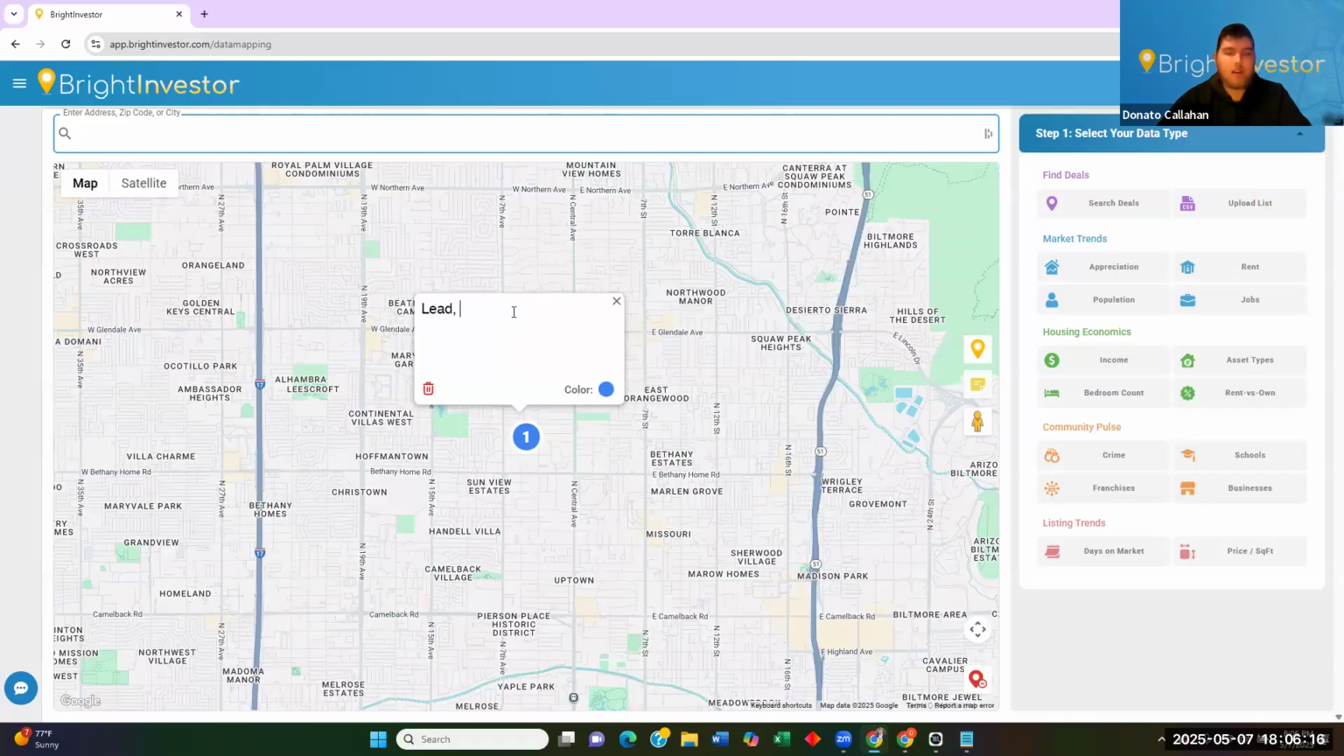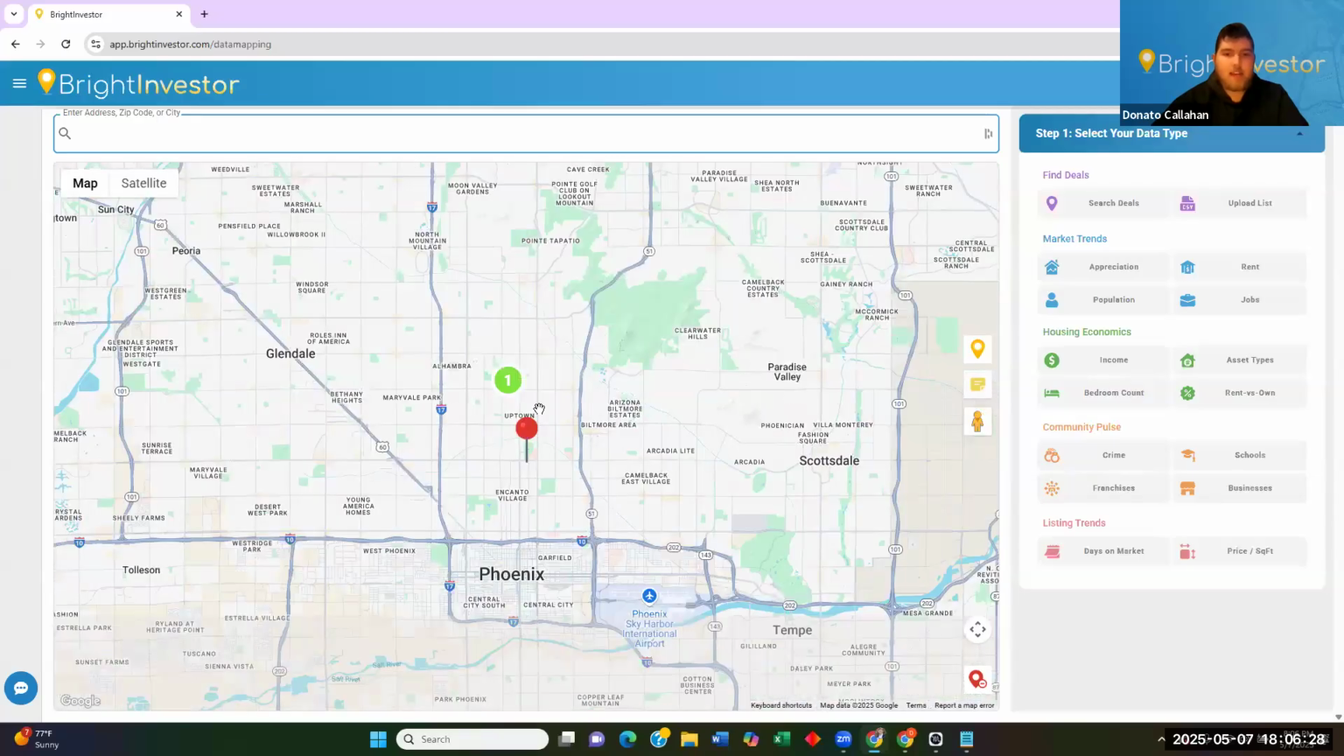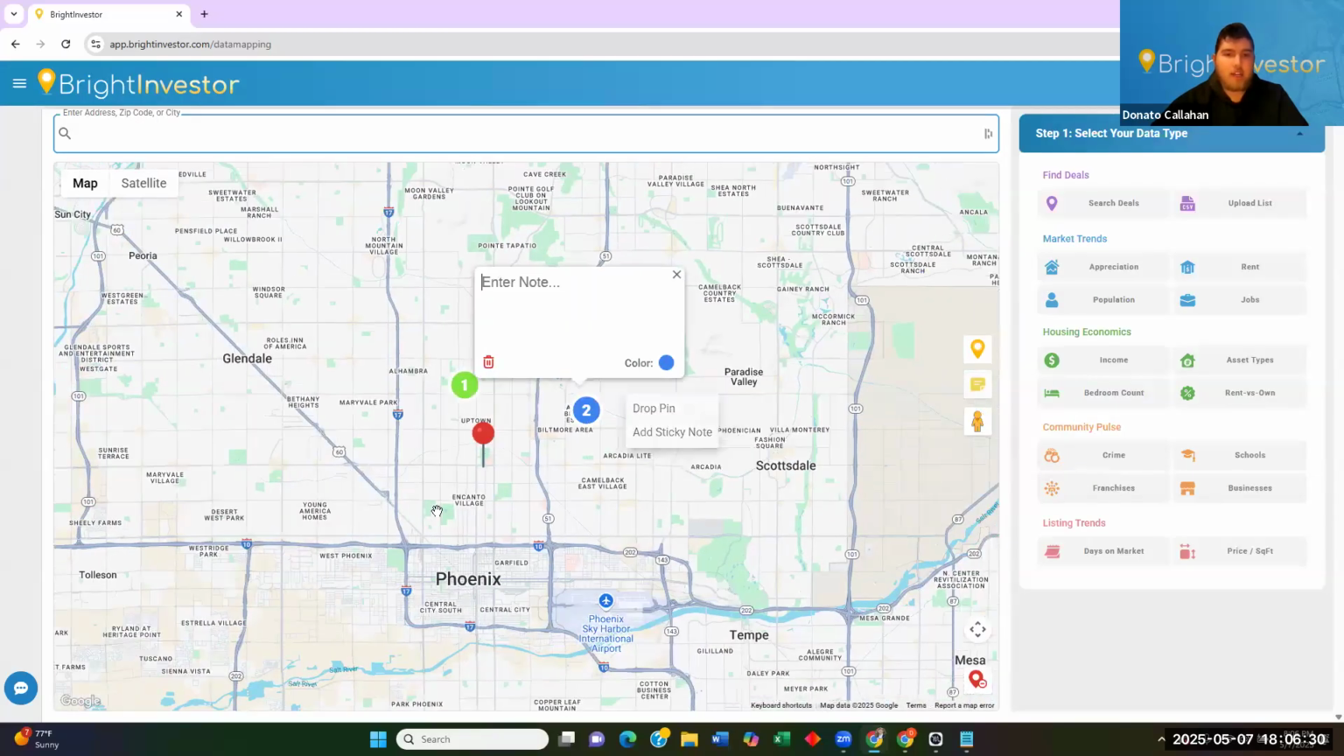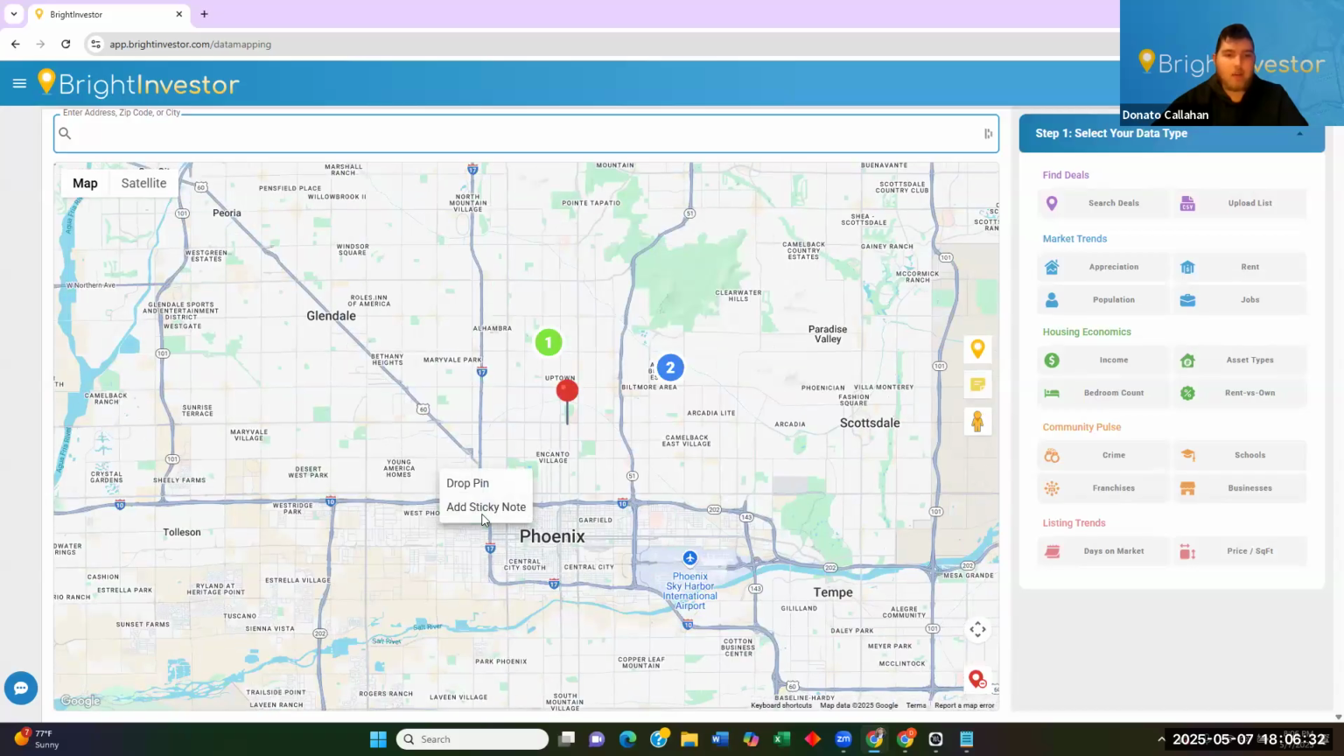You can say maybe it's a lead you're working, doing research, etc. You can take whatever notes you want for that lead. Make it any color you wish, and you can just drop these all over the map. They're just designed to help you remember what you're doing or take notes and allow you to have a better frame of reference.